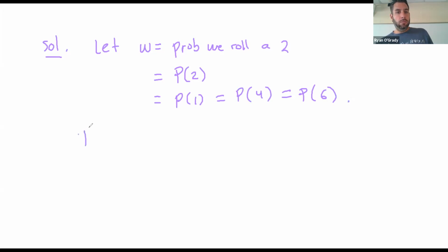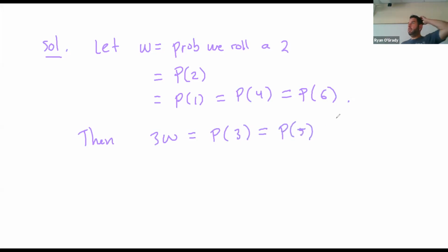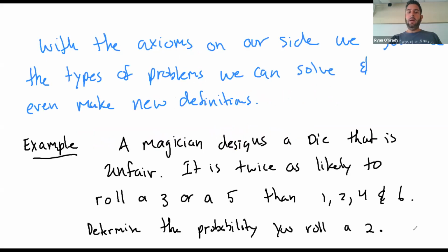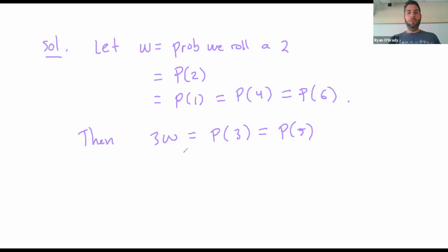Then 3W has to be the probability that we get a 3 and the probability that we get a 5. Because I said it's 3 times as likely. Yeah? No? Say that again? You said twice, not thrice. You said it was twice as likely. Oh, I said thrice? Oh, I'm sorry. Then, yeah, I'm wrong. Thank you. So it'd be 2W. Thank you for paying attention. So if I do this, this is correct then. Would you agree? Yeah.